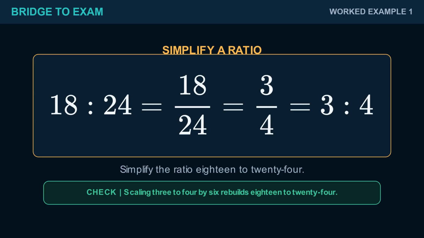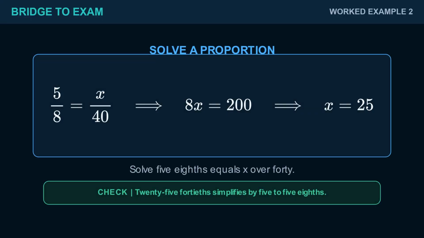Worked example 1. Simplify the ratio 18 to 24. Divide both terms by their greatest common factor, 6. The ratio becomes 3 to 4. Check. Scaling 3 to 4 by 6 rebuilds 18 to 24.